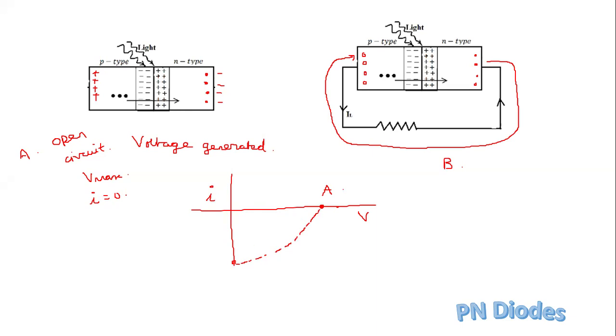And why are we drawing it in the fourth quadrant? Because as I told you, this is not forward bias or reverse bias. We are not giving current, we are getting current. For that reason, we show it in the fourth quadrant. We don't show it in the first or third quadrant. So this is the closed circuit: V is equal to 0, I is maximum. So that's the VI characteristic of a solar cell.